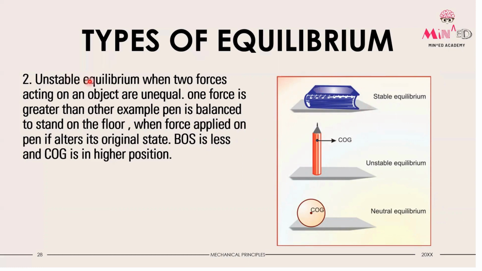Next is unstable equilibrium. Here, the two forces acting on an object are unequal. One force is greater than the other force. For example, a pen balanced to stand on the floor. The pen is balanced, but when force is applied on the pen, it alters the original state. If you push slightly, it will alter and fall down. What happens is BOS is less and COG is in a higher position. So as you can see here, in comparison to the book, the base of support is very less and COG is higher. So even a slight application of force will make it fall down. So this is unstable equilibrium.